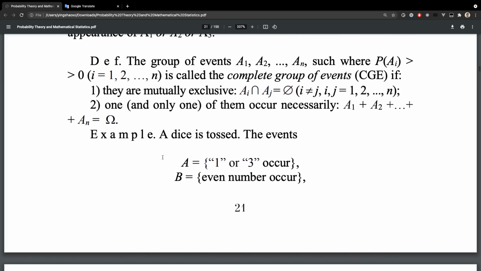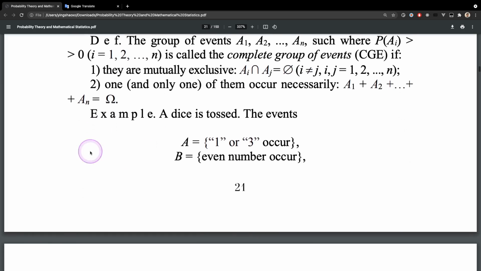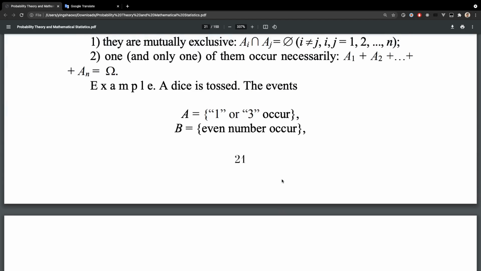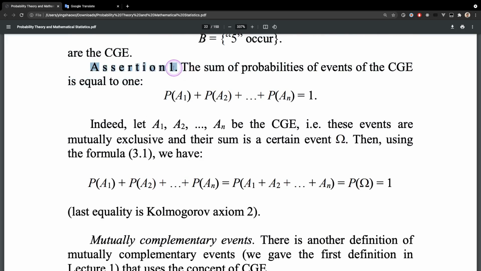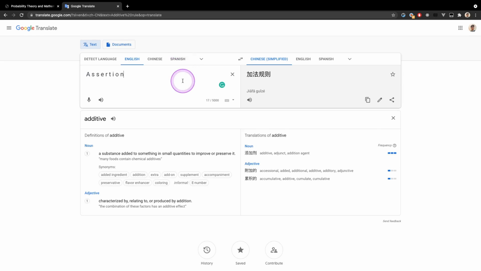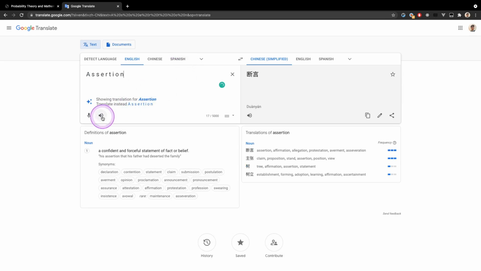So let's look at an example to get to know this rule. For example, a die is tossed. The event A equals 1 or 3 occurs, B, an even number occurs. Okay, they are disjoint. Okay, let's say the assertion. What is the assertion? I think it's an assumption. Assertion.